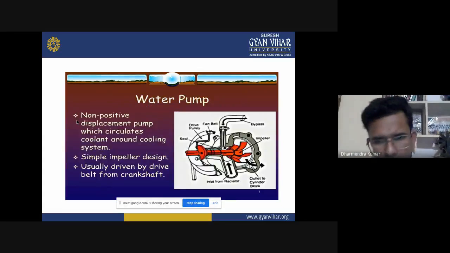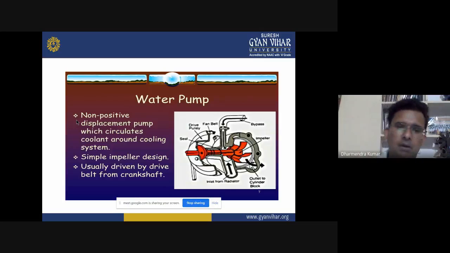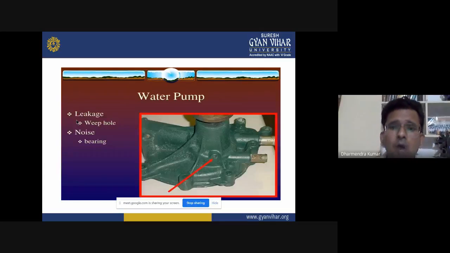Now here is the water pump. It is a non-positive displacement pump which circulates coolant around the cooling system. A simple impeller design. If you're talking about a multiple choice question, it may be asked which type of pump is used in the cooling system of an automobile. Then surely it is a centrifugal pump, which is normally used in the cooling system of an automobile. It consists of a simple impeller design and is usually driven by the drive belt from the crankshaft, as we discussed earlier.